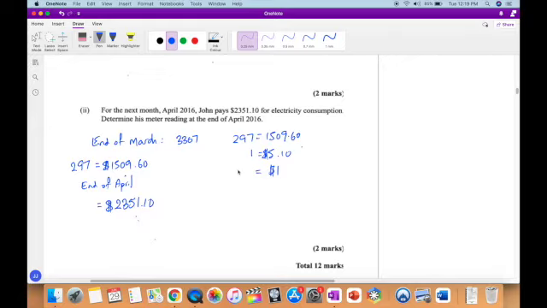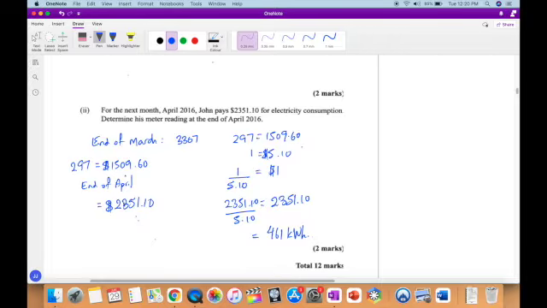So we can say that $1 will be 1 kilowatt hour over 5.10, and therefore if he paid $23.51, that would be $23.51 divided by 5.10, and this is actually the final thing. And it's actually 2351.10 divided by 5.10. That means that he used 461 kilowatt hours.